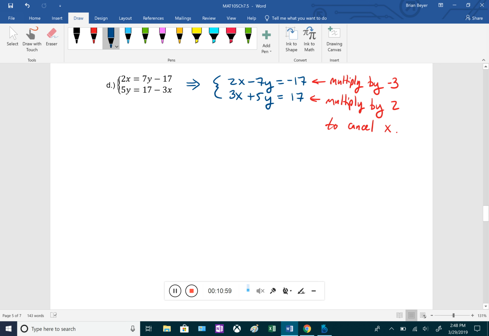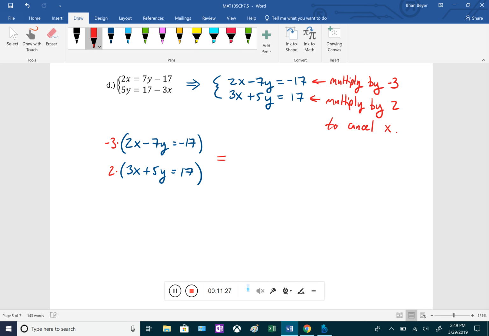Okay, so to do this for canceling x now, I'm just going to rewrite 2x minus 7y equals negative 17. We're multiplying this by negative 3. And then we're going to multiply the second one, 3x plus 5y equals 17. We're going to multiply that by positive 2.